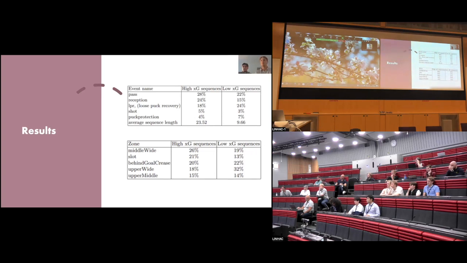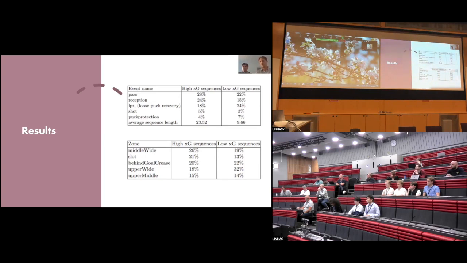But the reception event happens a lot more often in the high expected goal sequences, which probably means that we have a lot more successful passes in the high expected goal sequences and we lose the puck less. We could also see that the average sequence length for high expected goal sequences is much longer than for low expected goal sequences. We also looked at the types of zones that we split the offensive zone into and how often events occurred in these zones.